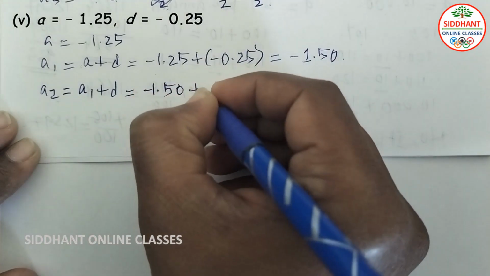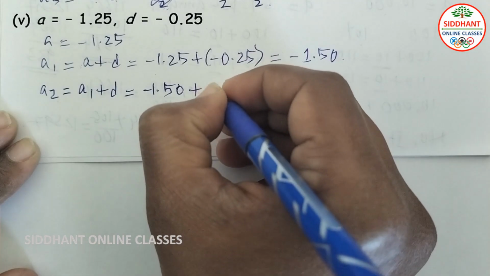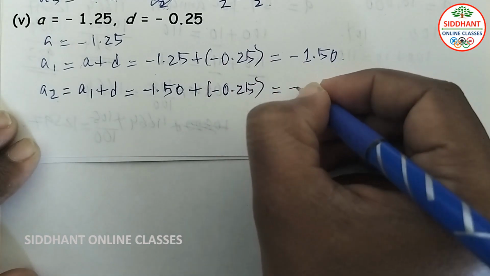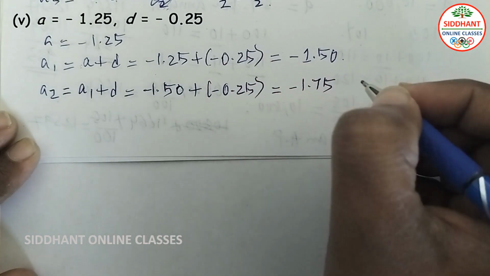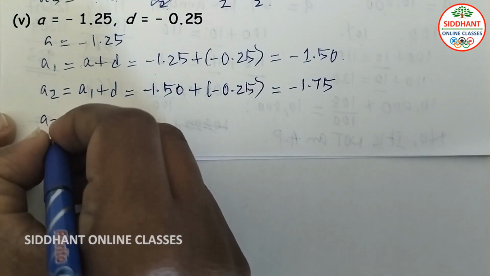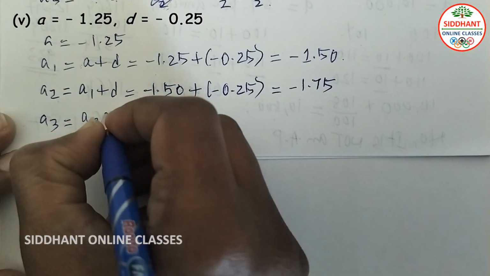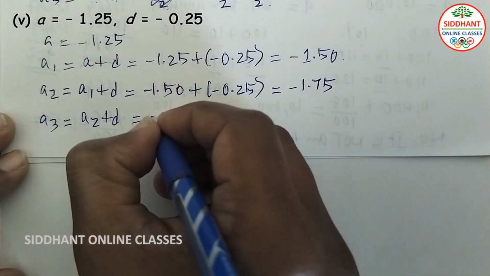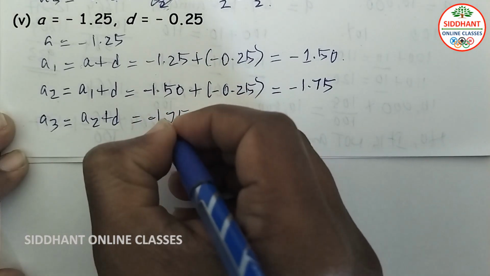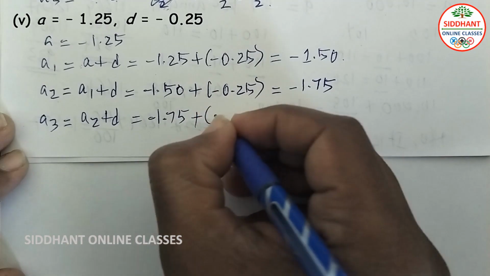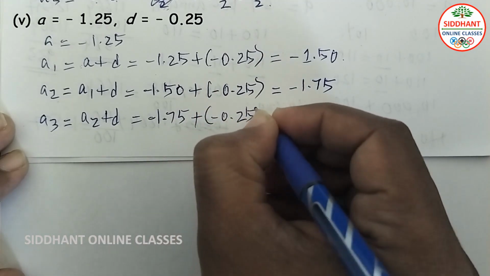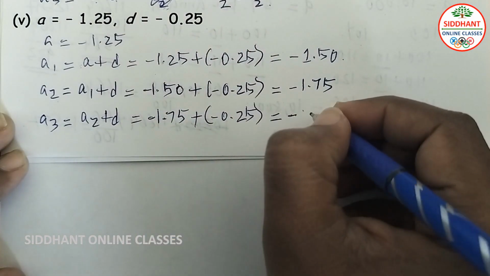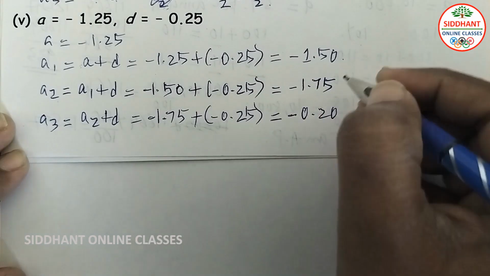1.50 plus D is minus 0.25 here, that equal to minus 1.75 here. A3 equal to A2 plus D here, that equal to A2 is minus 1.75 plus D is minus 0.25, that equal to minus 0.20 here.